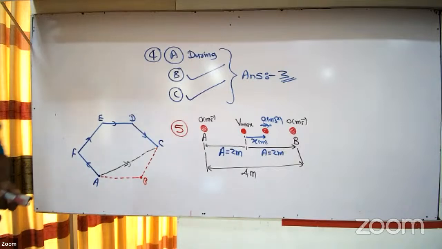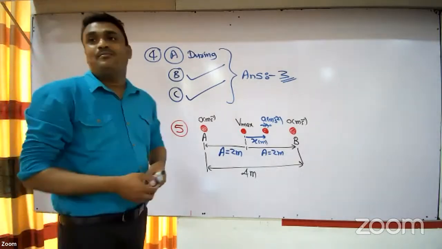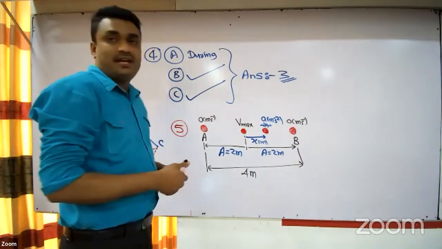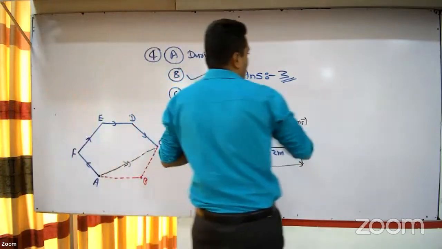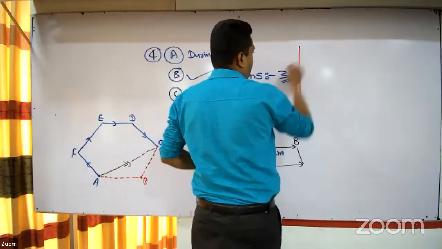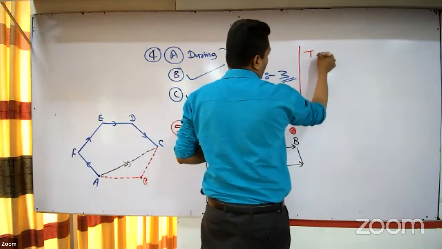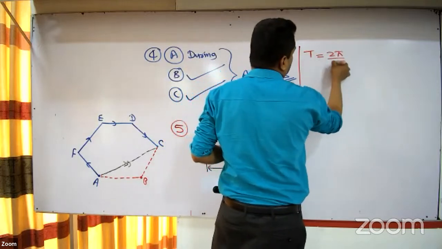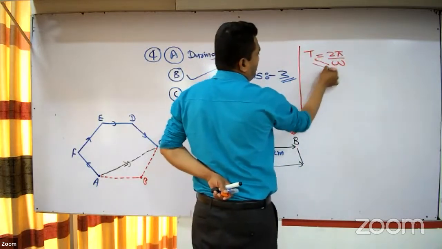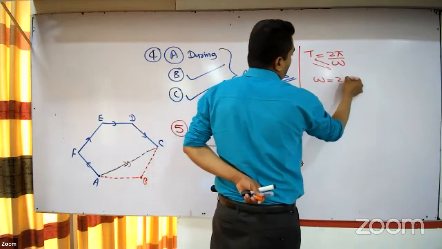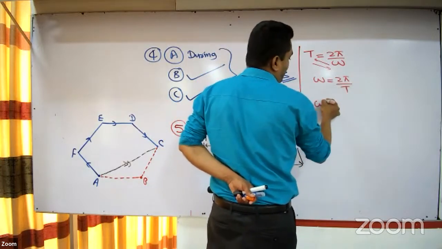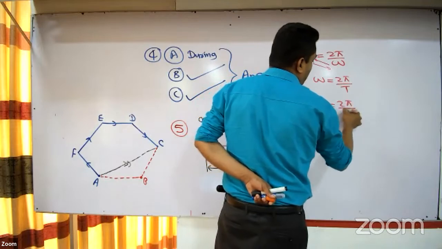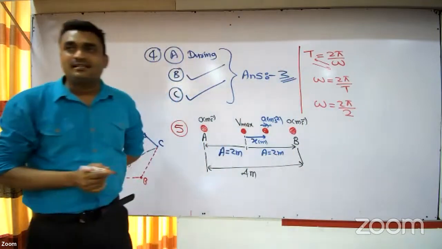The next important data that they have given us is the time period. The time period is given to be 2 seconds. What is the time period of a simple harmonic motion? T equals 2 pi by omega. If I interchange the terms, I get omega equals 2 pi by T. So omega equals 2 pi by 2.